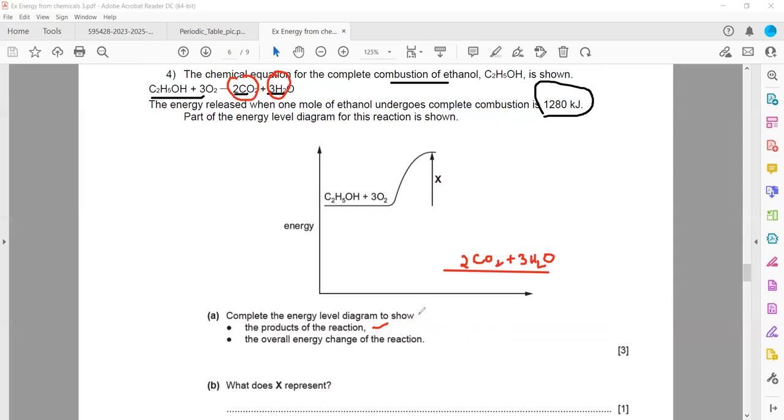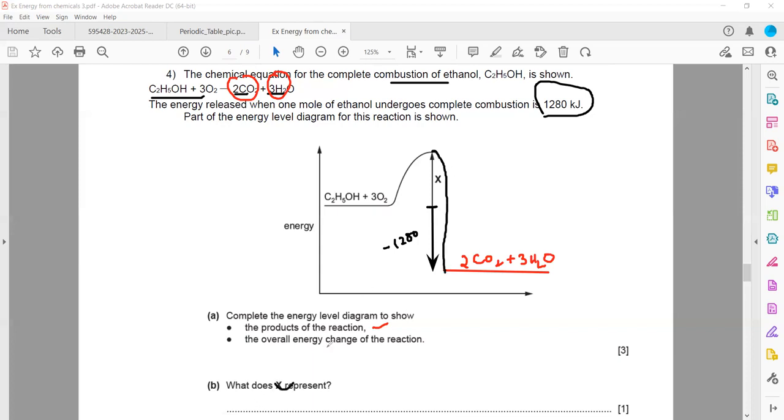Then we have to label the overall energy change for this reaction, from the reactant to the product. And how much is this? 1280. And why do I write negative here? Because for an exothermic reaction, the energy change is always negative. We can complete the diagram by connecting this.